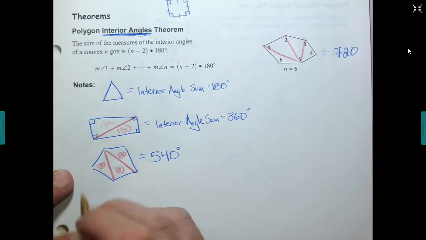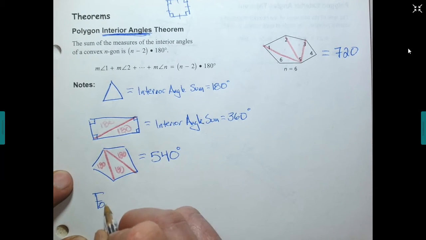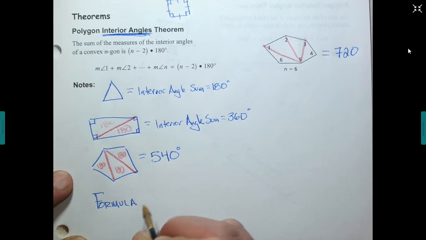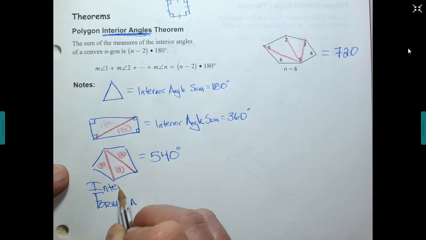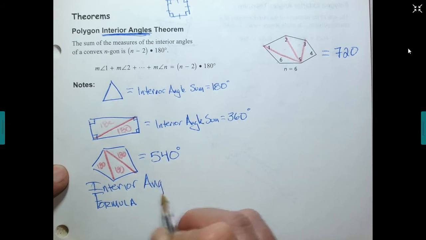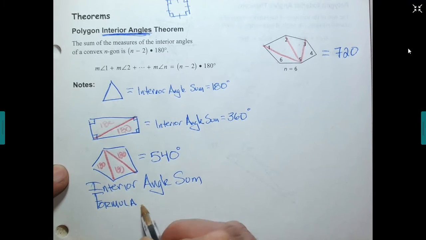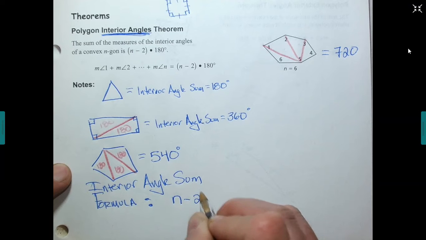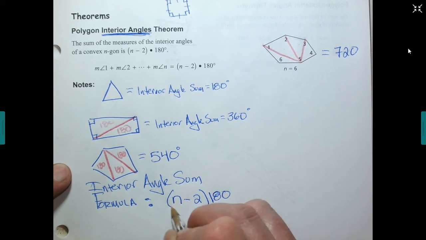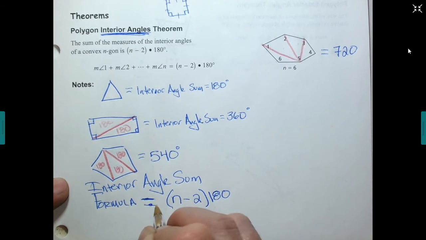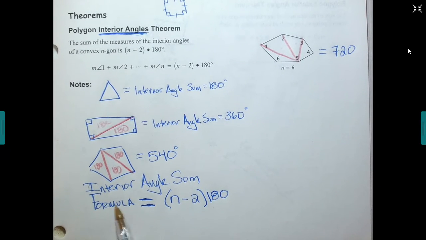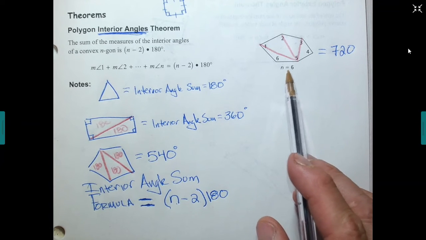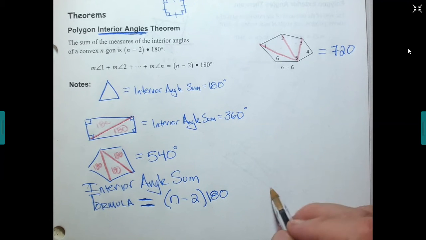And the formula, the interior angle sum formula, is the total number of sides minus 2 times 180. Interior angle sum formula: the total number of sides minus 2, times 180. So let's check. So here we have a six-sided shape. So we have 6.